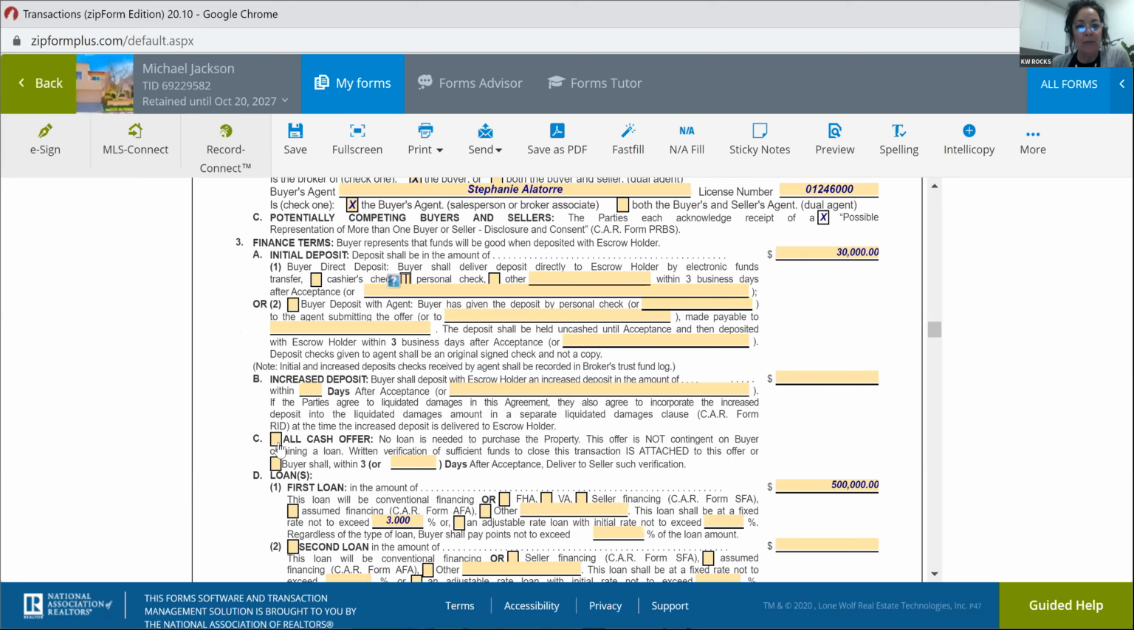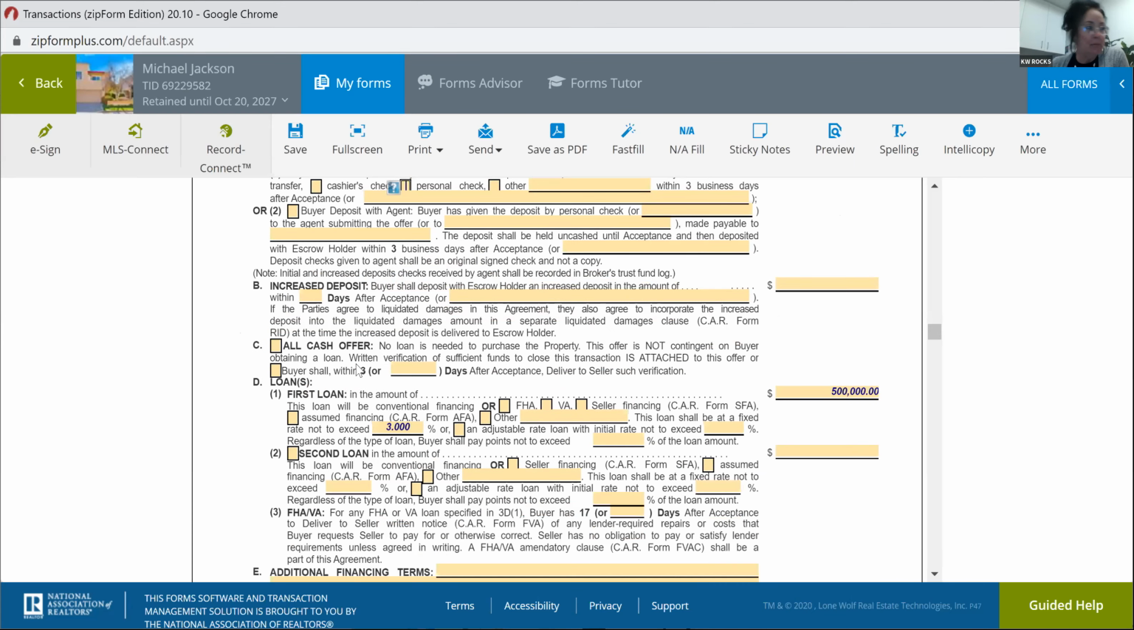If it's an all cash offer, you check here. We're not going to go into that in this part of the training. So the next one is, okay, Bruno would probably be an all cash offer, who knows? But anyway, he's taking a loan out. He's going to go ahead and put $500,000 down on this property. So we put first loan in the amount of 500,000.